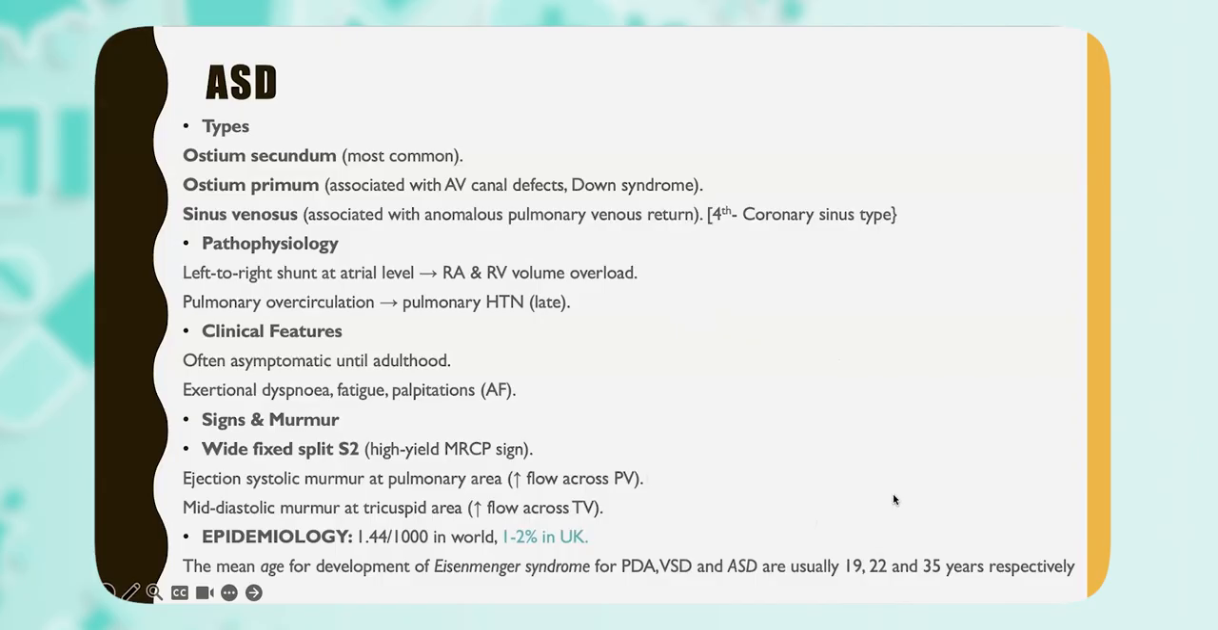VSD, it is the next step. The blood goes from the left ventricle to right ventricle to the pulmonary artery. So the compliance of the ventricle protects the pulmonary circulation for some years. So pulmonary hypertension develops after a few years. And ASD is the most benign one because the connection is between left atrium and right atrium. They are anyway having almost equal pressures. And the volume overload is mostly mitigated by dilatation of the RA and RV for many, many years. So Eisenmengerization happens usually in the fourth decade.